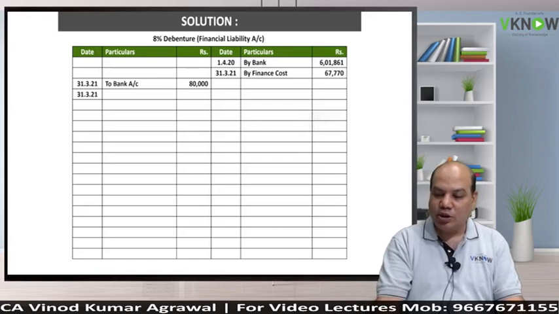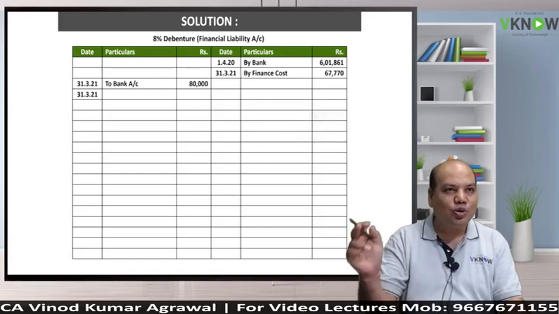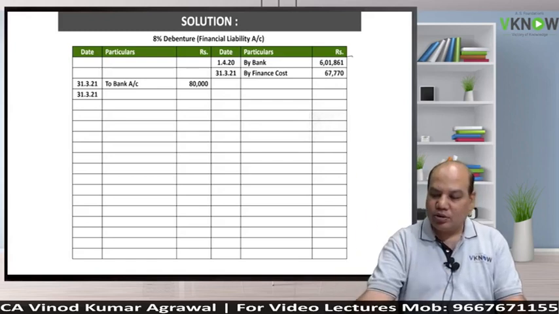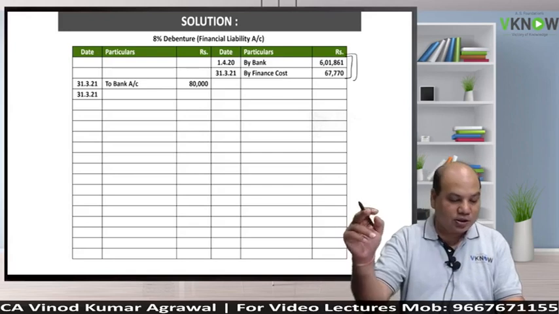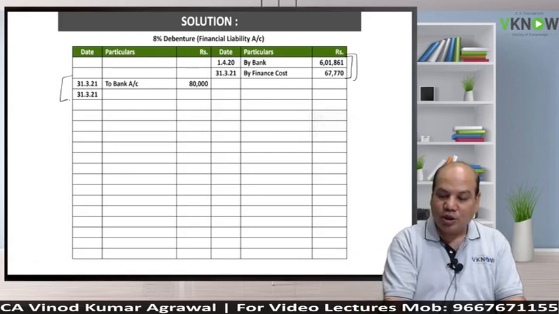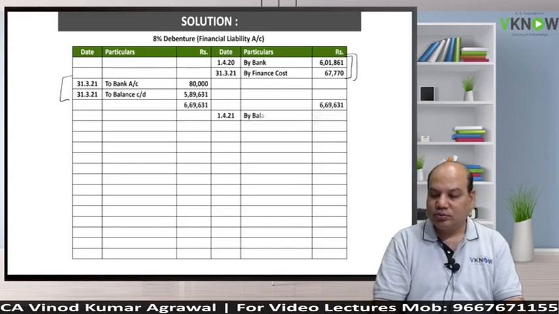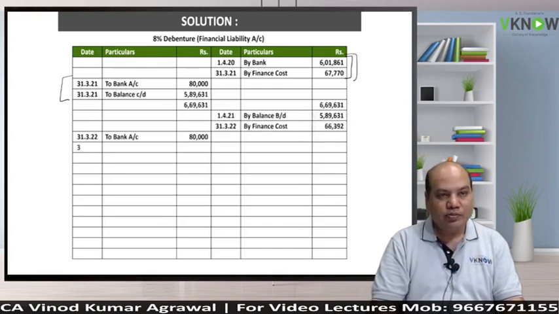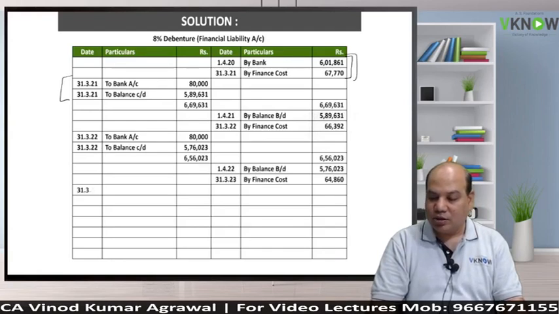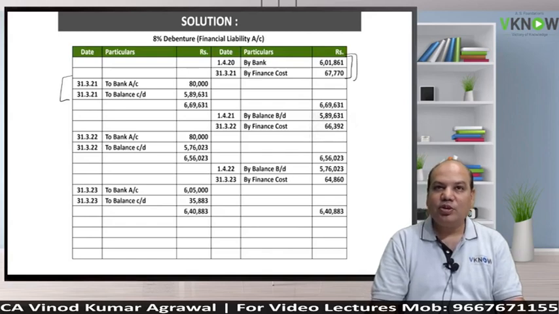It is nothing but that amortization schedule only. 2 lines will be the first and second column. Here 2 lines will be the last 2 columns. It's a replica, but in a ledger format. So you will be able to do it. Financial liability ledger is a replica of the amortization table. Same thing, but in a ledger format.